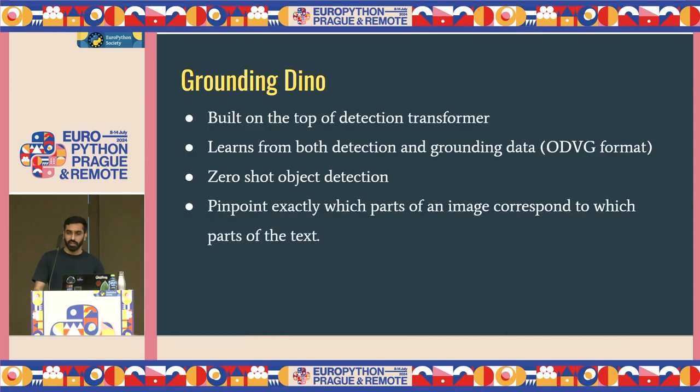So we can use grounding in order to do that. It is an open source model built by Idea Research, and it is built on top of detection transformer, and it learns with both detection and grounding data. What it means is that it would require images, the captions, and a bounding box on those images, and the caption should describe what's inside that bounding box, not the whole image, just like we did in the CLIP model. And it can be used for doing zero shot object detection, just like we saw in the last slide. And it can pinpoint exactly which part of the image corresponds to which part of the text.